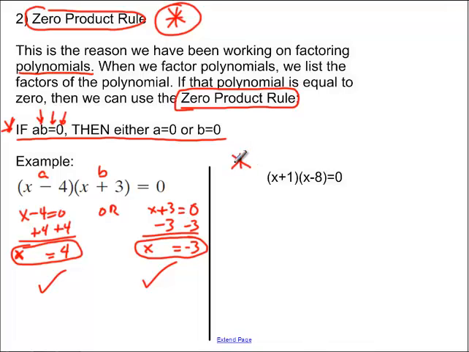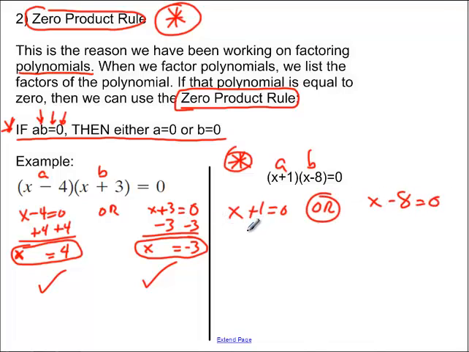Alright, so pause the video and do this one on your own. Alright, did you get the solution? This has been factored already, equals 0, it's a quadratic equation. So here's our a, here's our b, and either a is equal to 0 or b is equal to 0, so x plus 1 equals 0, or x minus 8 equals 0.